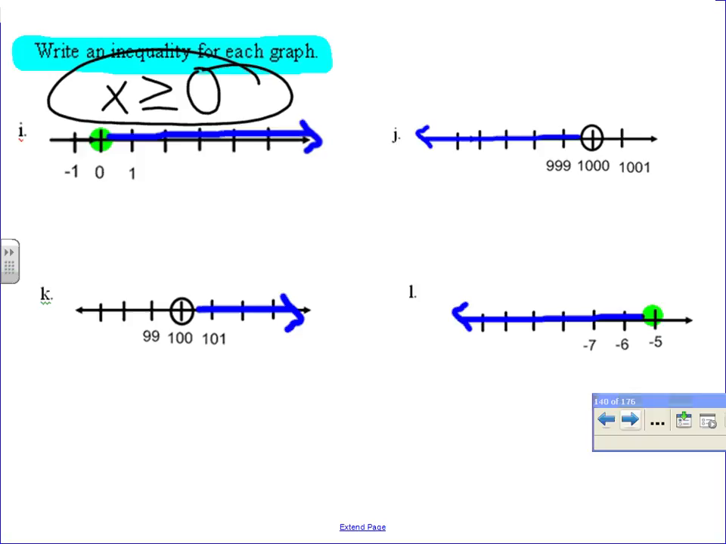Okay, go ahead and write down what you think for letter J. This one should be easier since we already did one.